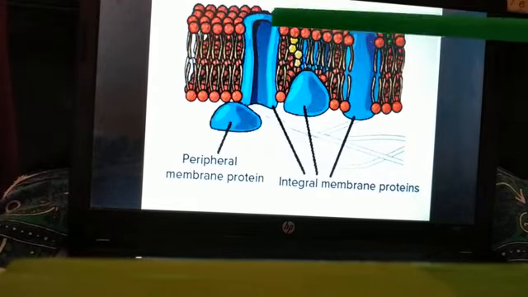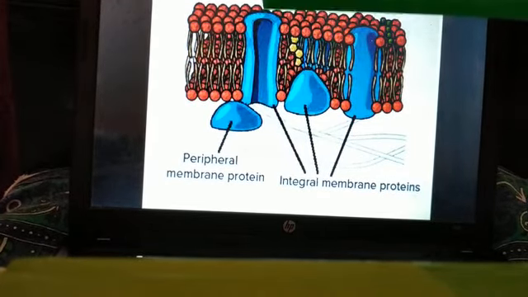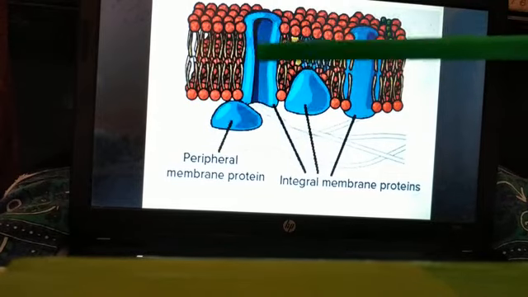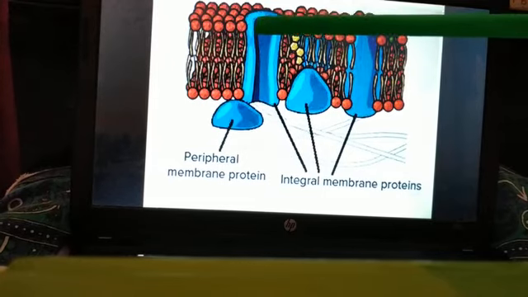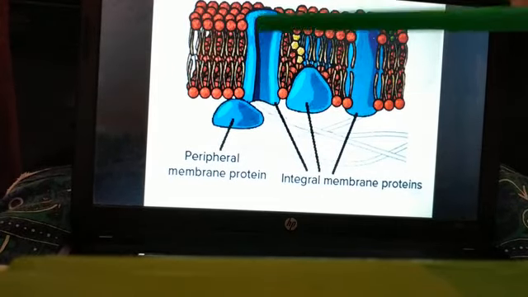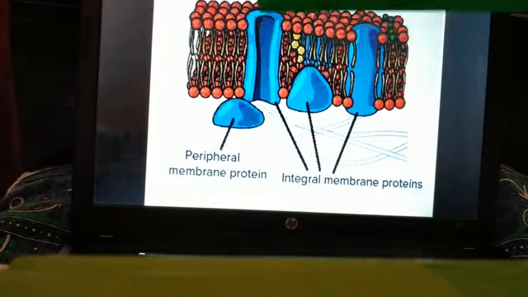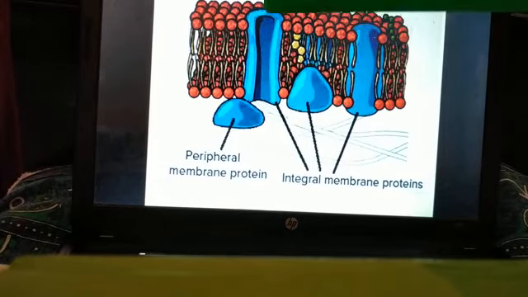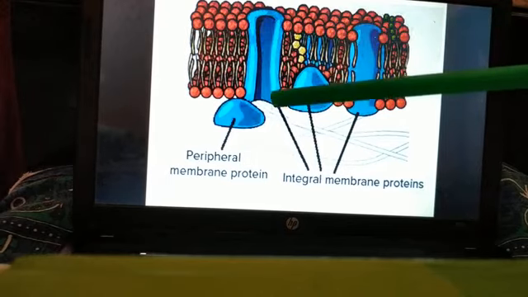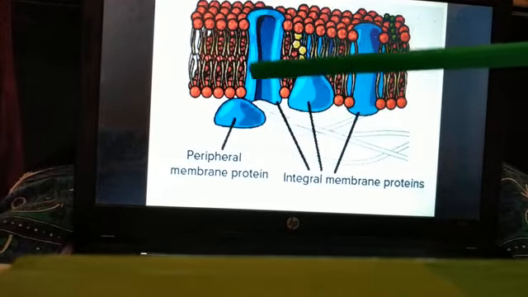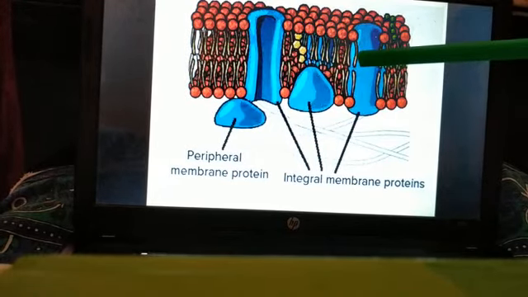Now some proteins are there which will penetrate the layer completely at both surfaces. So from this surface till this surface, this protein is covering the whole area. So it will completely penetrate. They are also called integral proteins only. So these are extrinsic proteins and these are intrinsic proteins.